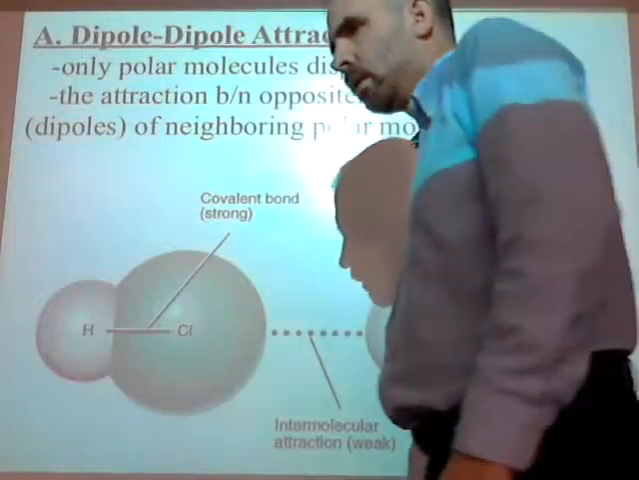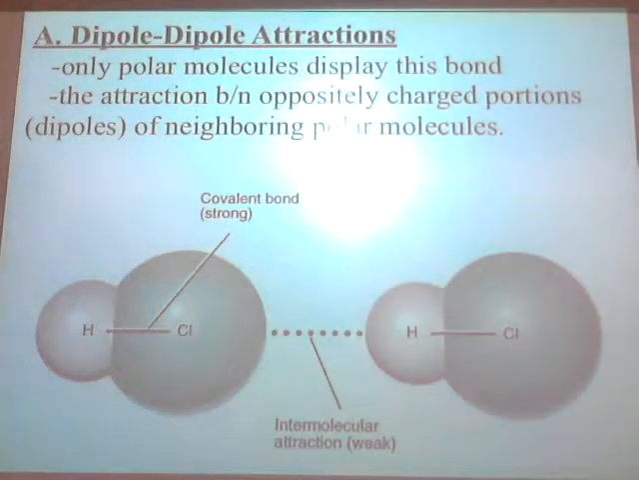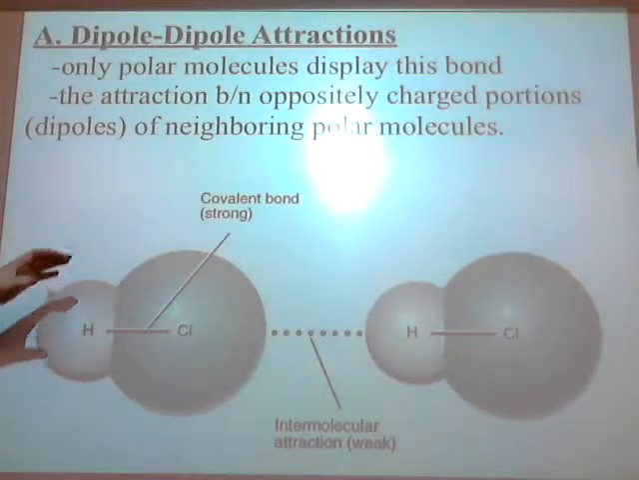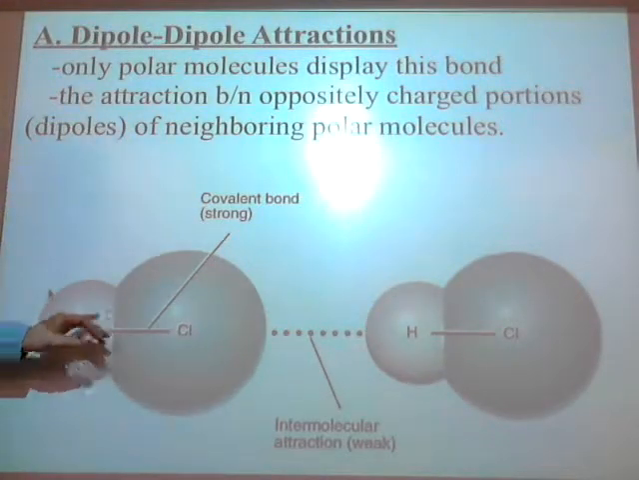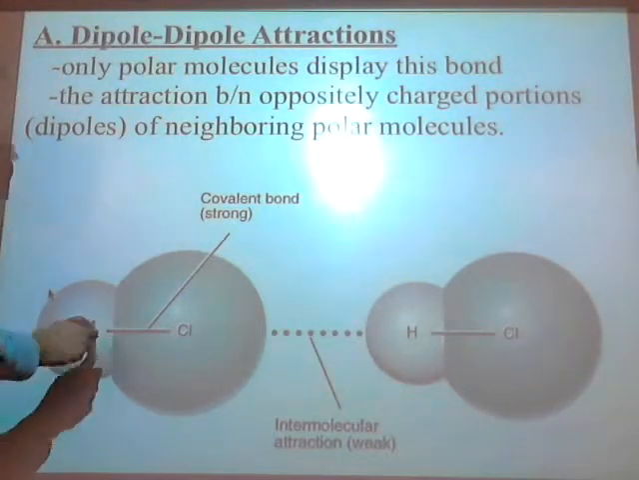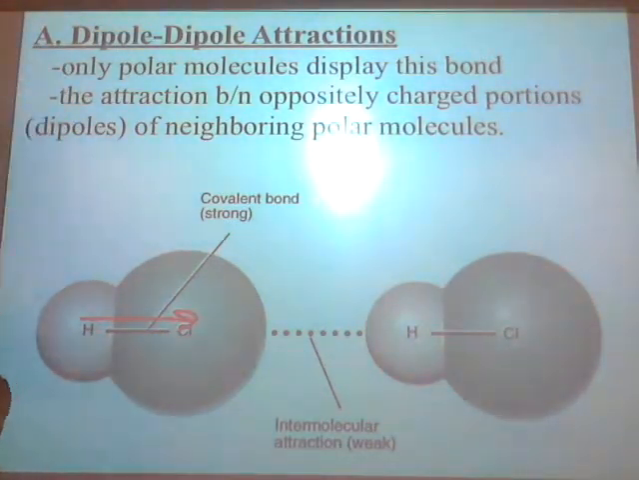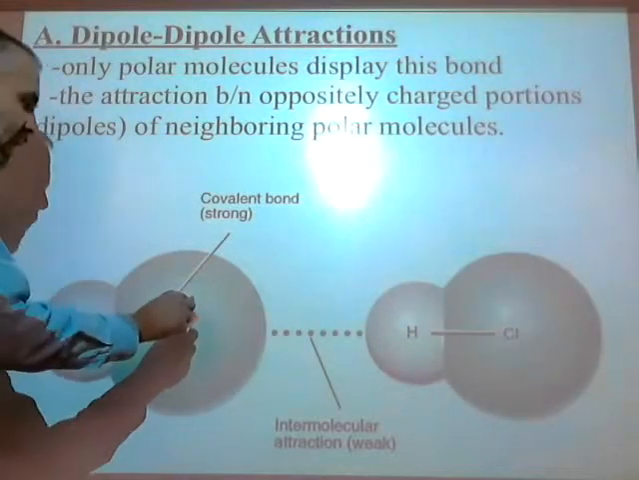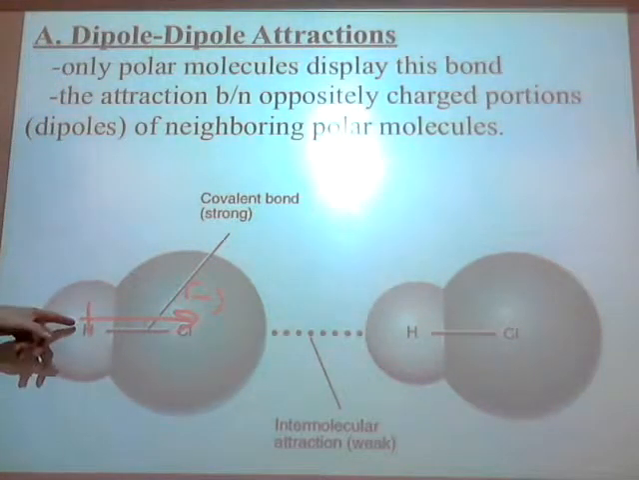Okay, so let me illustrate what's going on here one more time first, and then I want to show you a little demonstration of it. In a compound like this, I have H bound to Cl. Remember, the chlorine is pulling the electrons closer to him, or at least they're spending more time around his nucleus. So it's going to have a slight negative charge here and a slight positive charge here.